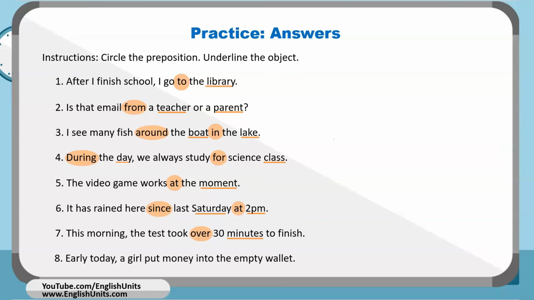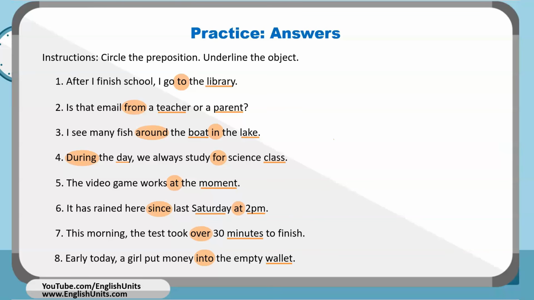Sentence number 8. Early today, a girl put money into the empty wallet. This sentence has one preposition, into, and what is the object of into? Wallet. How do we know that empty isn't the object of into? We know that because empty is not a noun, it's an adjective that describes the noun wallet. The object of the preposition has to be a noun, so it's wallet.